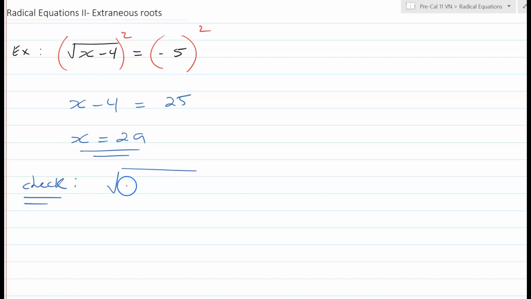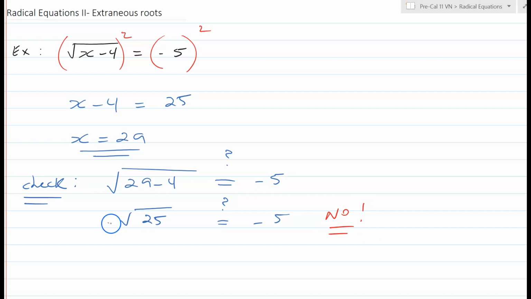Plug it back into the original. So square root of 29 minus 4. We're going to check if that is equal to negative 5. That's what we're doing. We're checking to make sure it works. Well, square root of 25, is that equal to negative 5? No, it is not. The square root of 25 is a positive square root, so that should say positive 5, not negative 5. So this answer doesn't work.